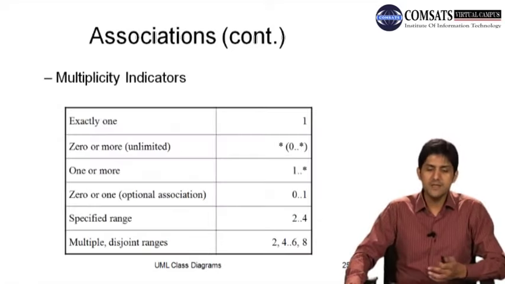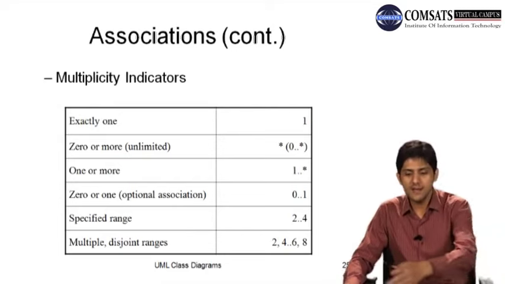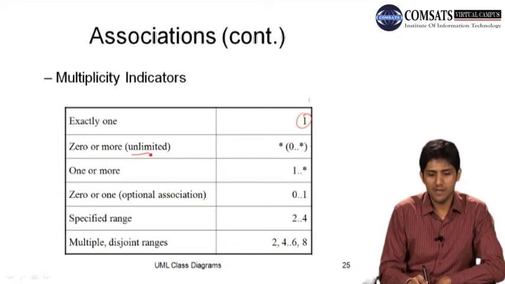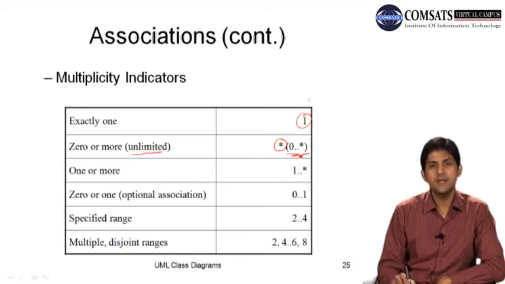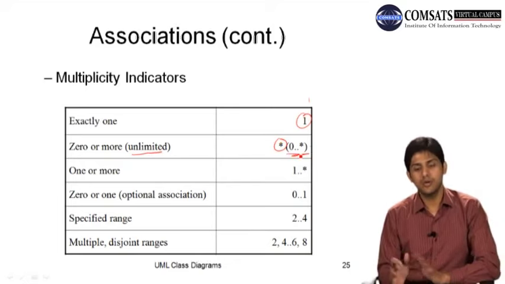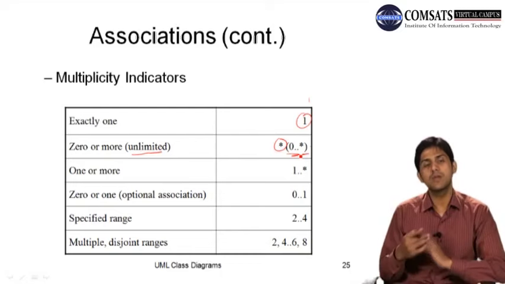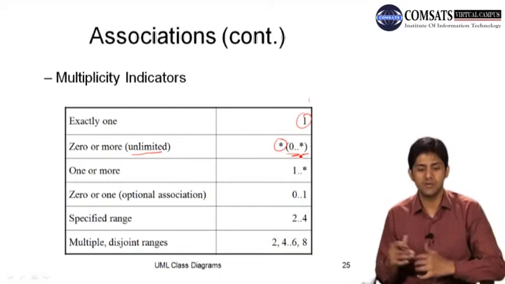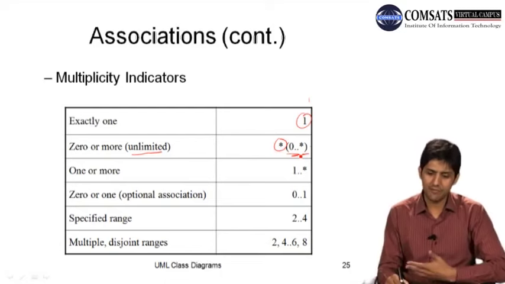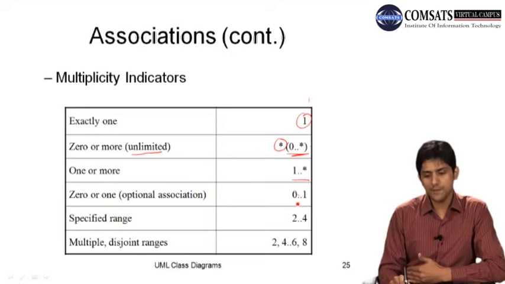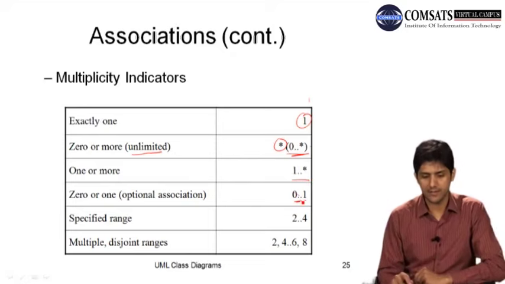So what are the indicators of multiplicity? If you have exactly one, you simply write 1. If you have 0 or more, unlimited, you can write either of the two symbols. So basically the star can also mean 0 or more. Like in the student and course example where we put a star, it meant a student can register no course and he can register many courses. When you have one or more, you write it like that. When you have 0 or 1, which is an optional association, then you write it like that.